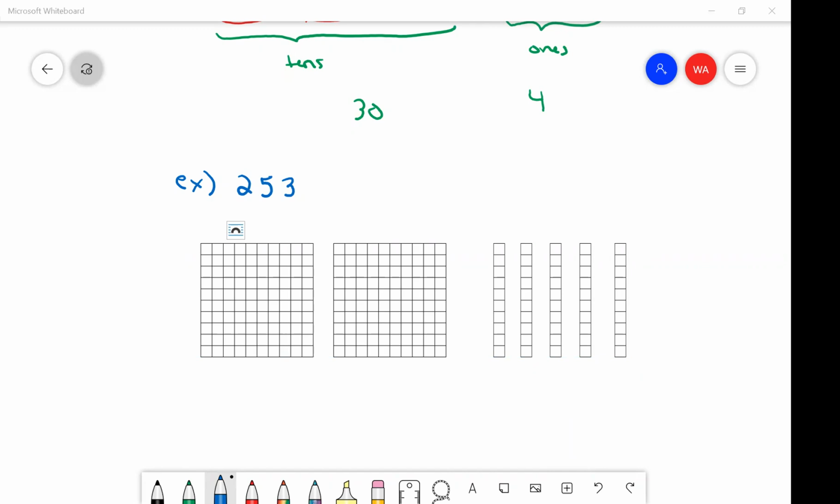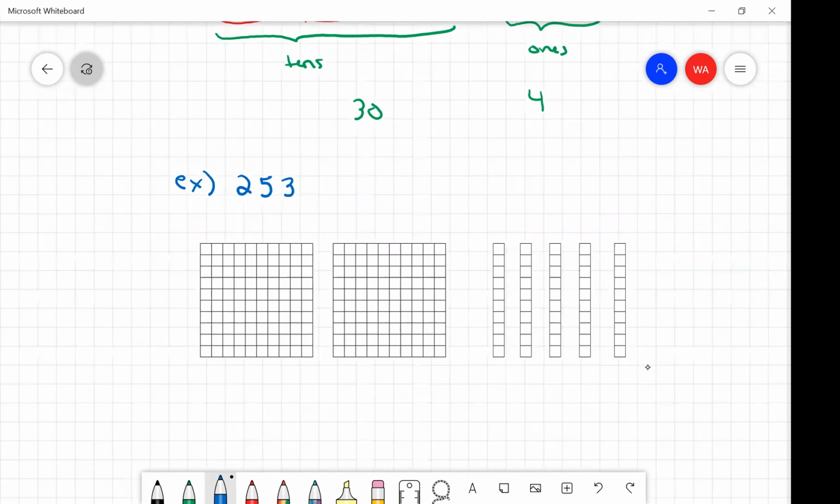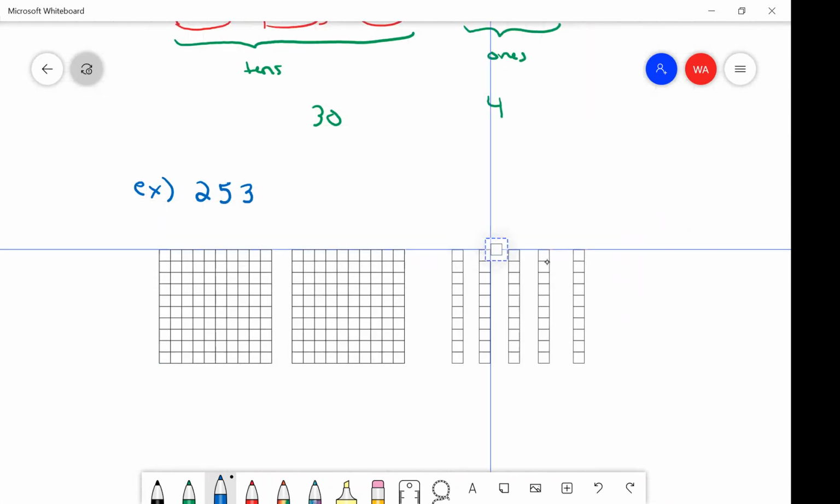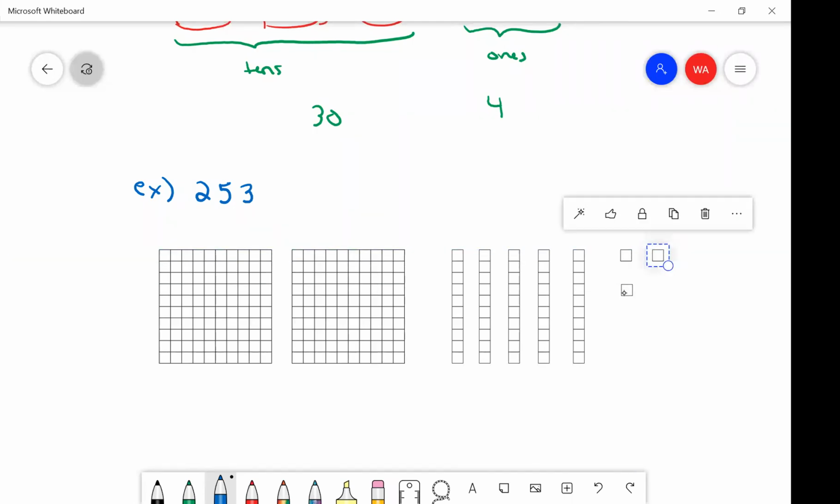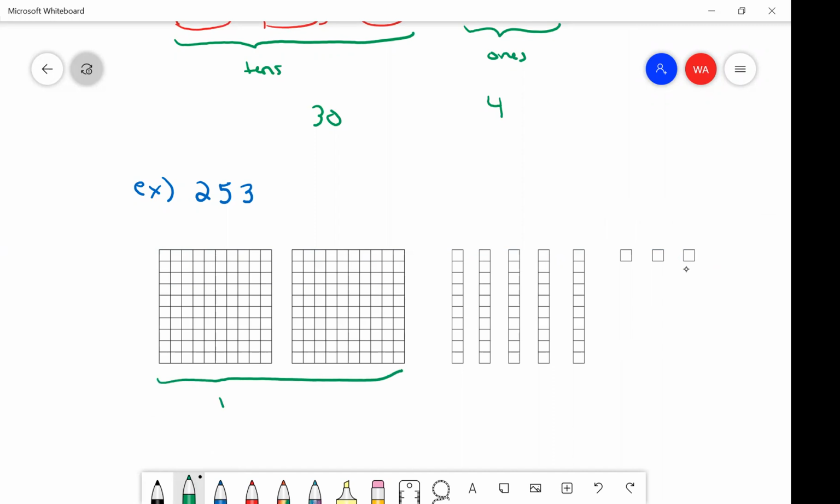Let me grab. All right, back in here. Just scooch over a bit. Okay, 1. Be able to paste over here. 2. And 3. And there we go. It doesn't really matter how we organize them, but we have 2 hundreds, 2 representing hundreds, 5 of them representing tens, and then 3 of them in the ones place. And that's how we could visually represent 253.